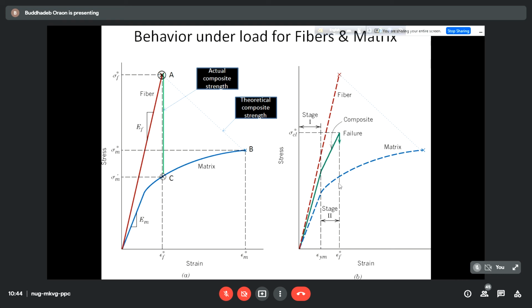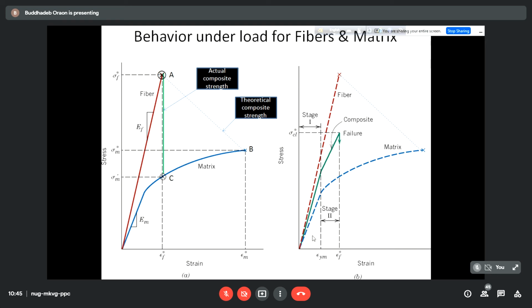So that is also another reason why we take the stress level of matrix at the fiber failure. So that is why actually we are taking the sigma m dash. So these are some of the points or some explanations of these two graphs, and this is very important.